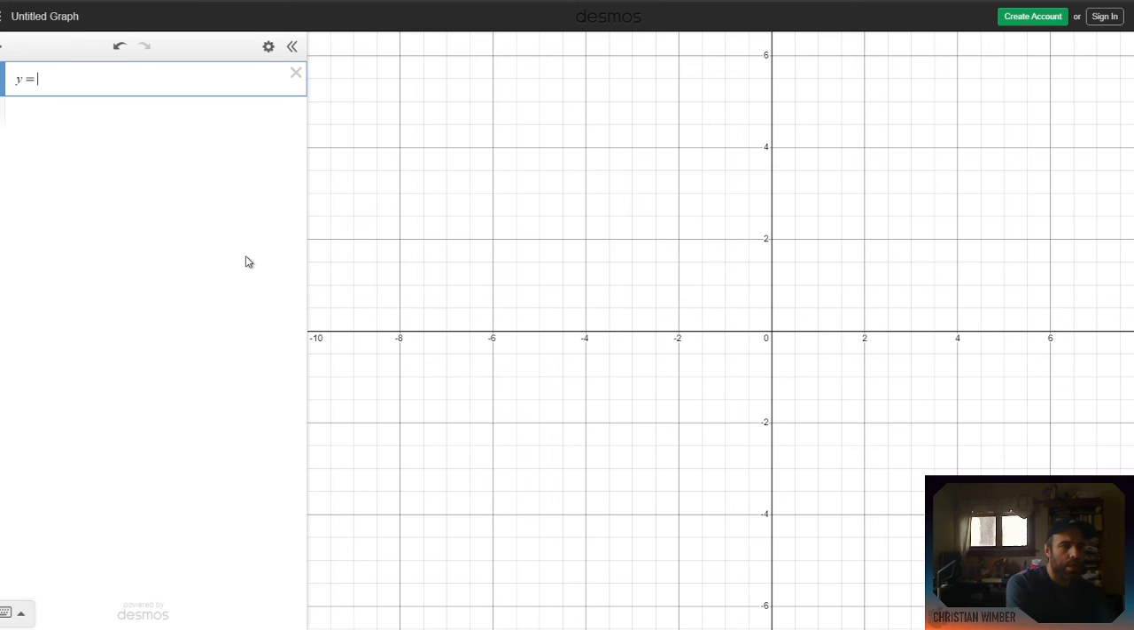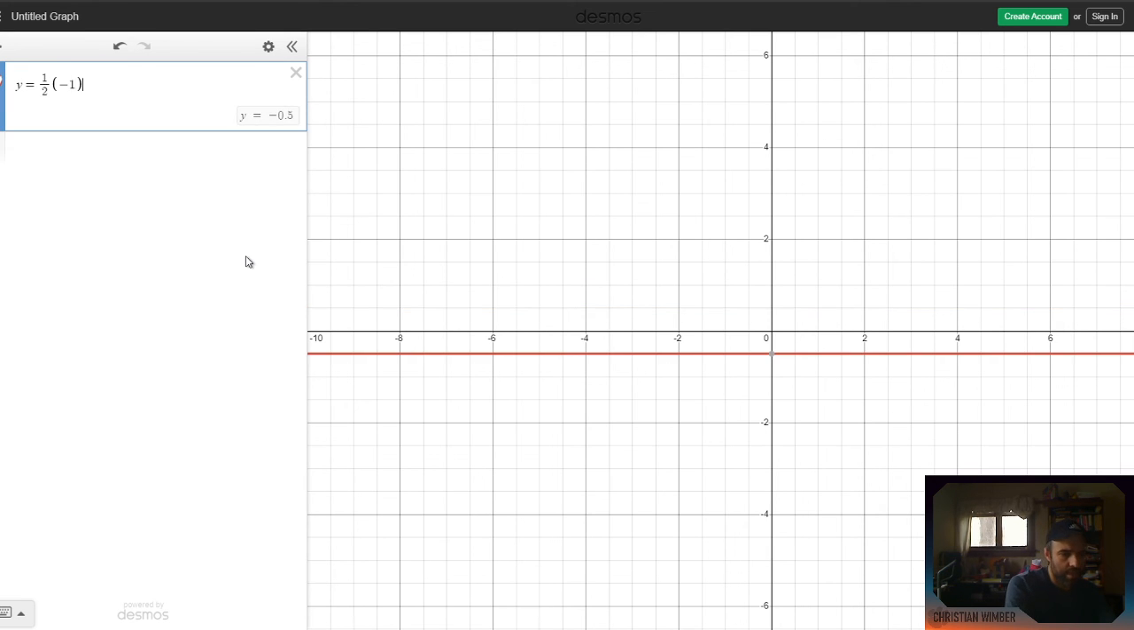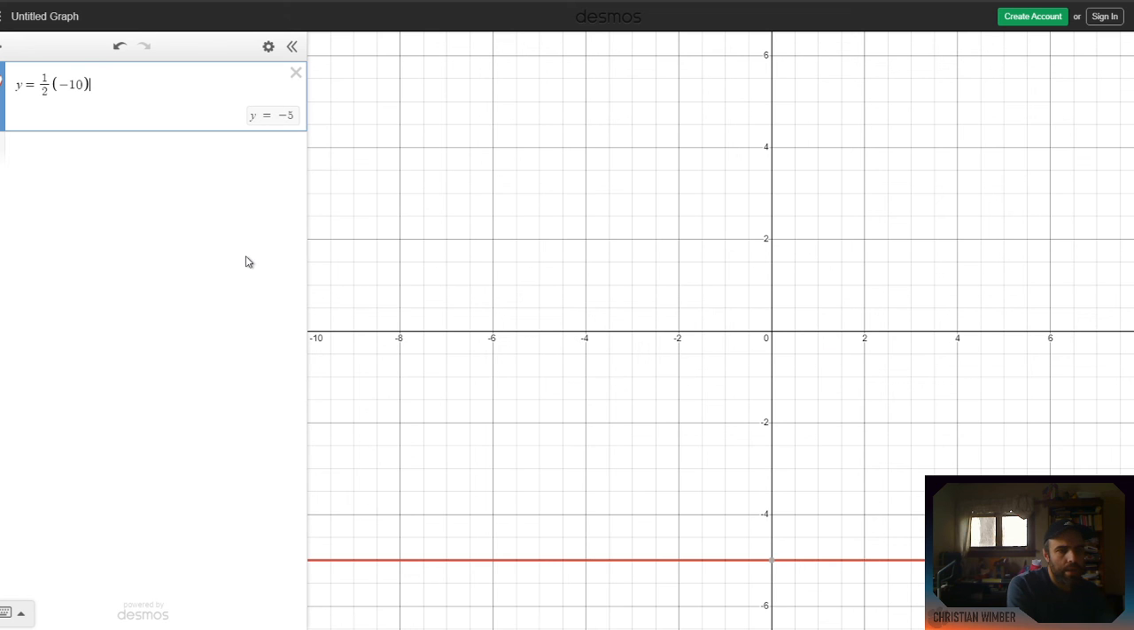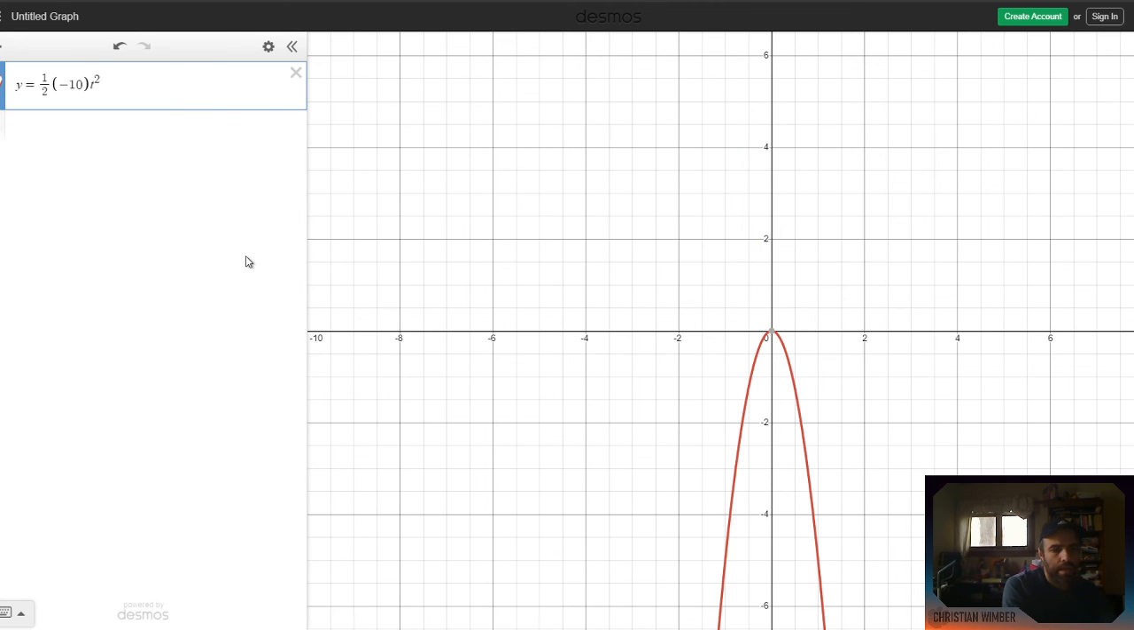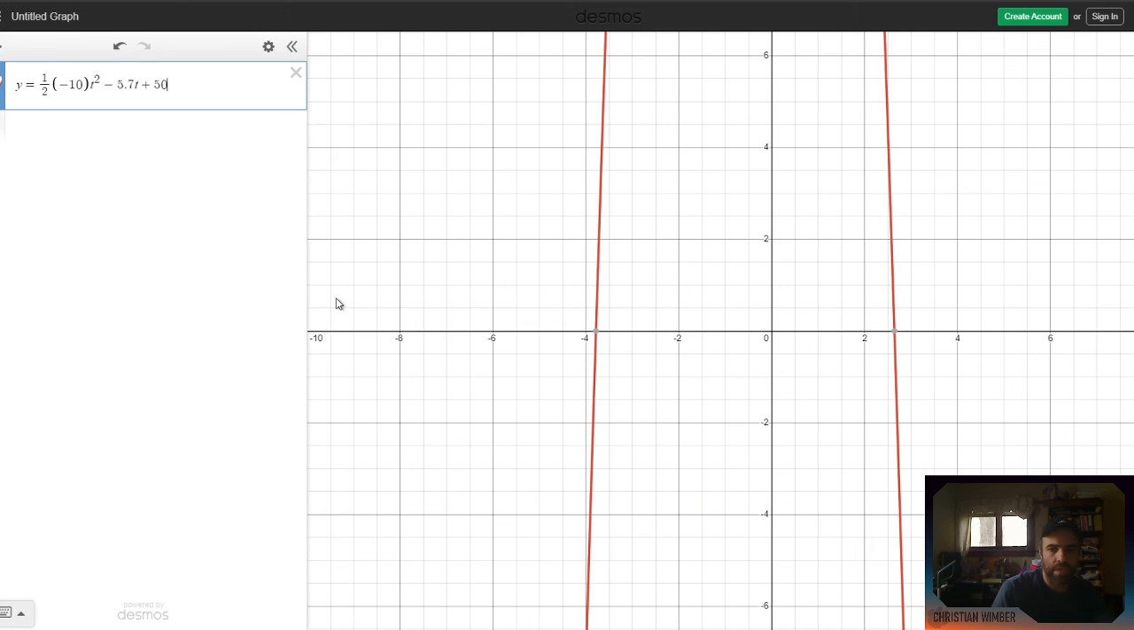So our y value is 1/2 times negative 10. You can keep it as t, and then we've subtracted from that. Let me go back and check. What was it? 5.7. 5.7 times t plus 50.